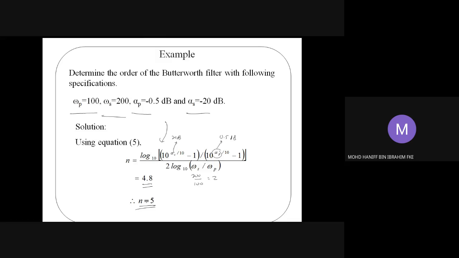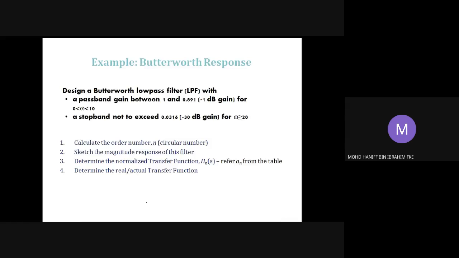Okay. I hope you understand clearly about these examples on the filter order calculation for the Butterworth filter. Okay, so let's have a look at this example.